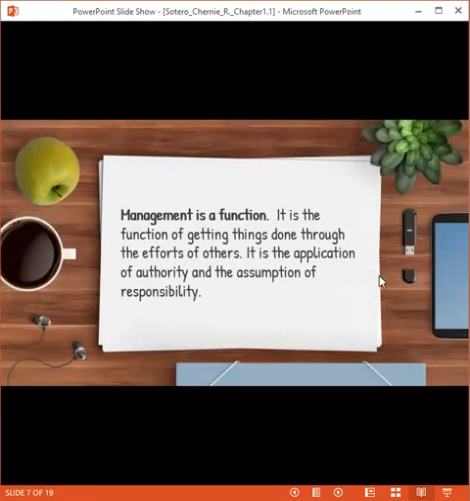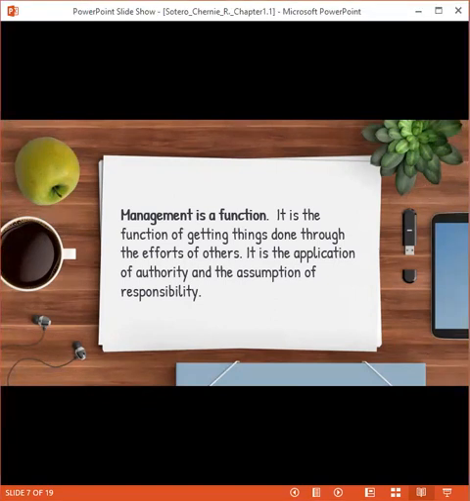It is a function of getting things done through the efforts of others. It is the application of authority and the assumption of responsibility. It is an art, the art of handling people. Management, properly applied, gives individuals in the same organization the feeling of security, of recognition, of opportunity, and belonging.